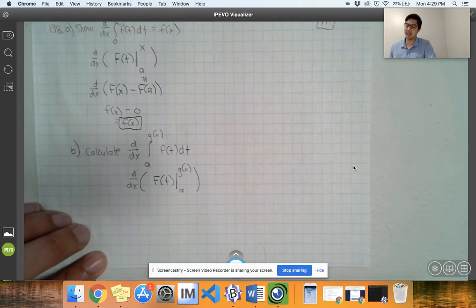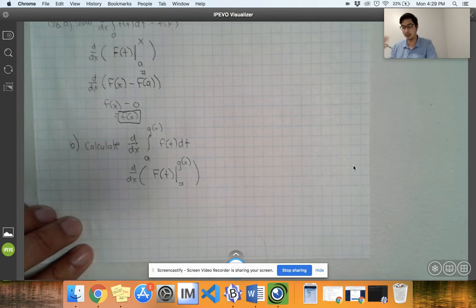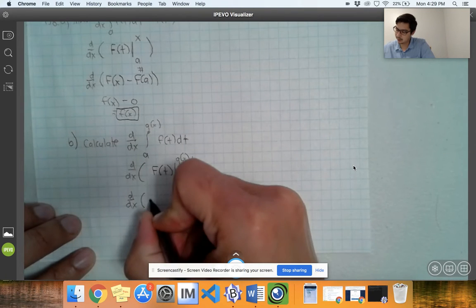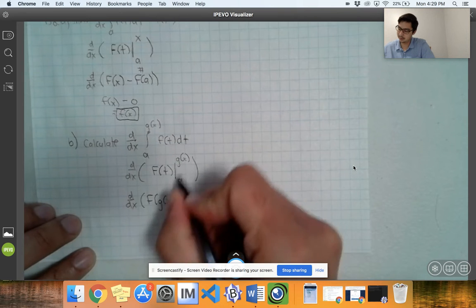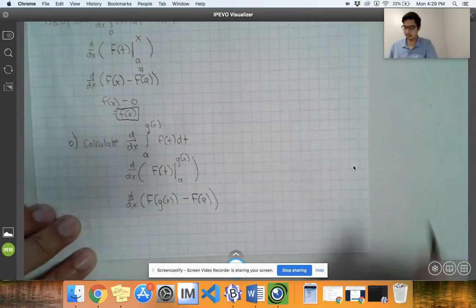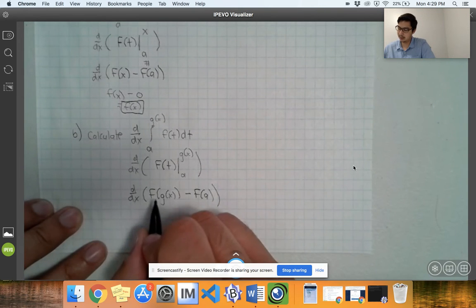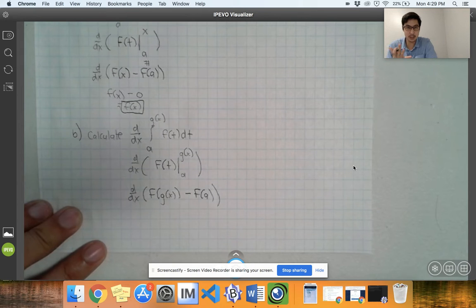All right, so that's just how we calculate integrals using the fundamental theorem of calculus, is that we can do the antiderivatives. And then we do the upper minus lower, so then you have the antiderivative at g of x, where you just plug that in, minus the antiderivative at a, where you plug that in. And now we're taking the derivative of this. So the derivative of this, notice you have a function of functions, which is the chain rule.